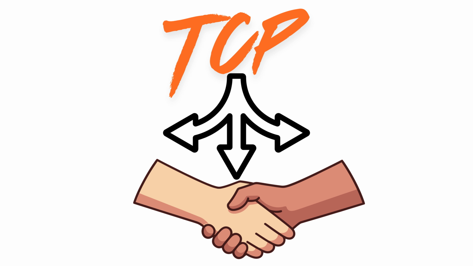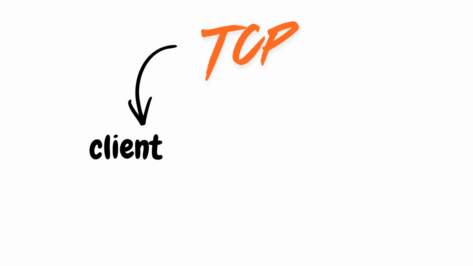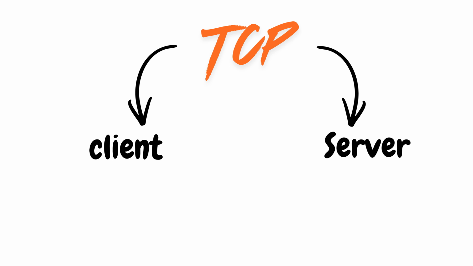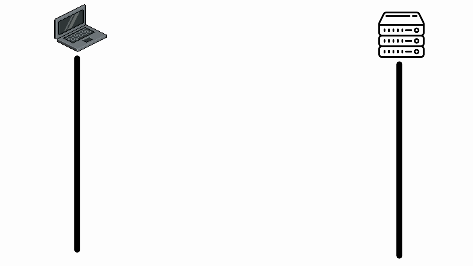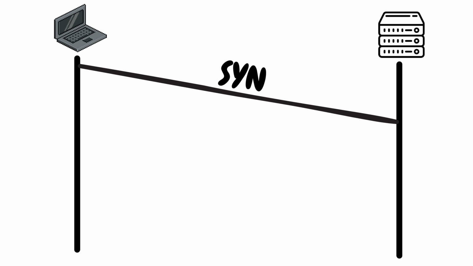Let's understand what is the TCP three-way handshake. Before sending data, TCP first establishes a connection between client and server. This is called the three-way handshake. We have a client and server who want to establish the connection. First of all, the client sends a SYN request to the server. This means, hey, I want to start the communication.